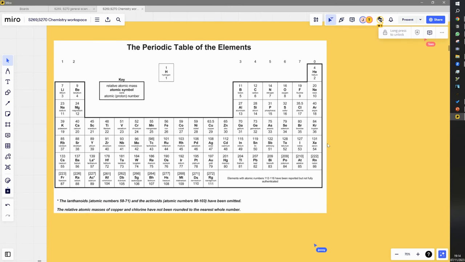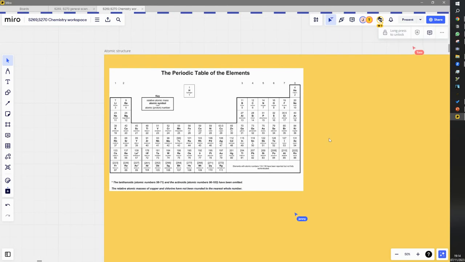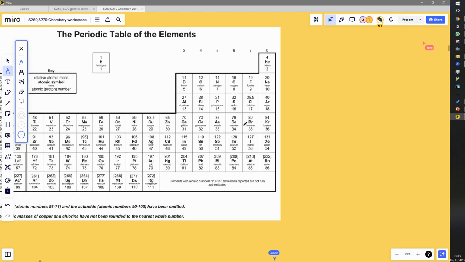Right, so the periodic table. Let's go over the things that we need to understand about the periodic table. First thing is we know there's this staircase that separates the metals from the non-metals. How do we know where the staircase is?